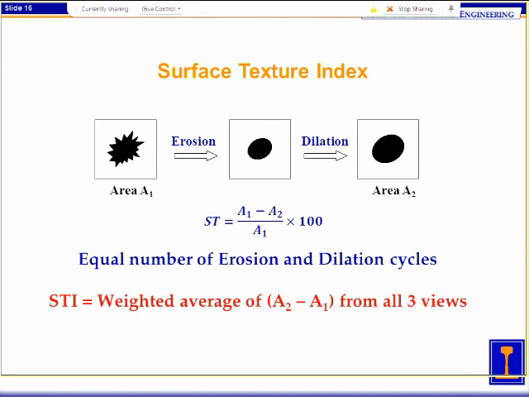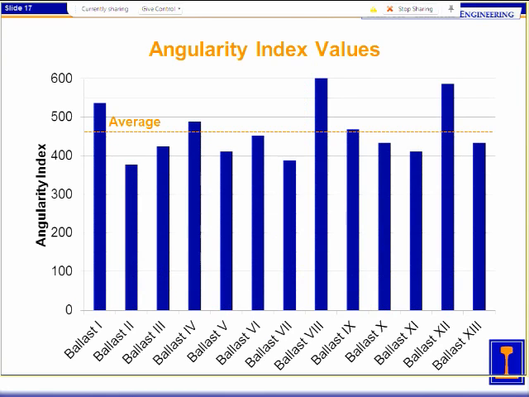And then you take the difference between the two, and the loss is a percentage between the two particles, and you can measure how rough or how smooth the particle is. So here are our values. A fair amount of variation here. Our lowest is down to about, I think, in the 370s. Our highest is actually up there exactly at 600.